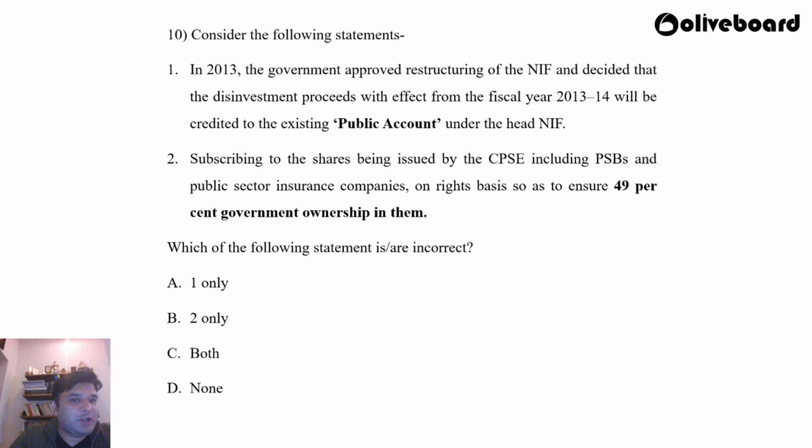Question number 10. Consider the following statements. Statement number 1. In 2013, the government approved restructuring of the NIF and decided that the disinvestment proceeds with effect from the fiscal year 2013-14 will be credited to the existing public account under the head NIF. Statement number 2. Subscribing to the shares being issued by the central public sector enterprises, including public sector banks and public sector insurance companies on rights basis, so as to ensure 49% government ownership in them. Which of the following statements is or are incorrect?